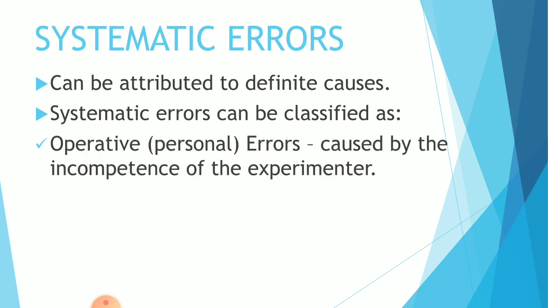Operative errors, also called personal errors, are caused by the incompetence of the experimenter. This type of error may result when a color-blind experimenter performs color-dependent measurements, or when an experimenter has bias for even numbers over odd numbers.